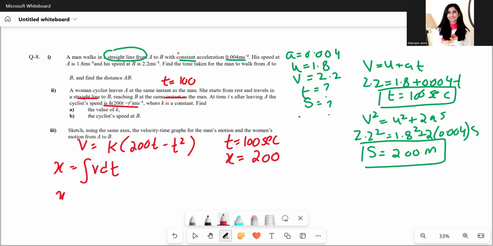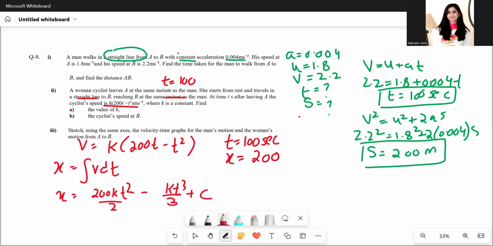x will be equal to 200k t squared upon 2 minus k t cubed upon 3 plus c. Okay. Now we need the value of c. For that, we need a pair of t and x values.